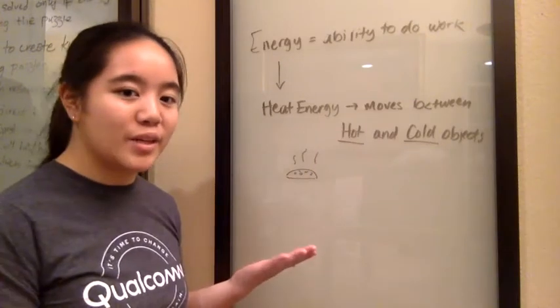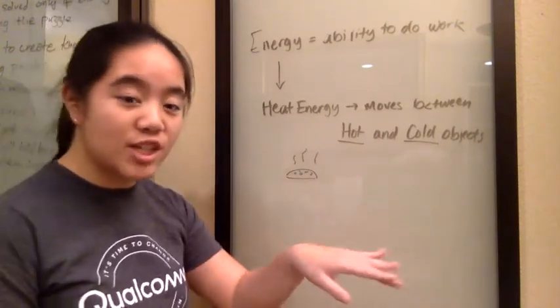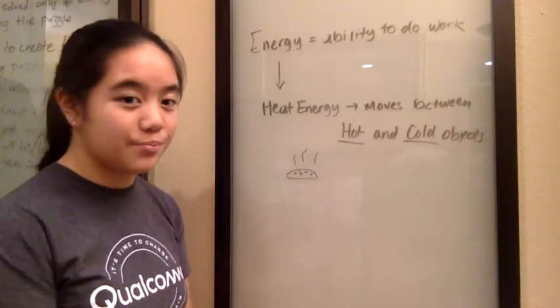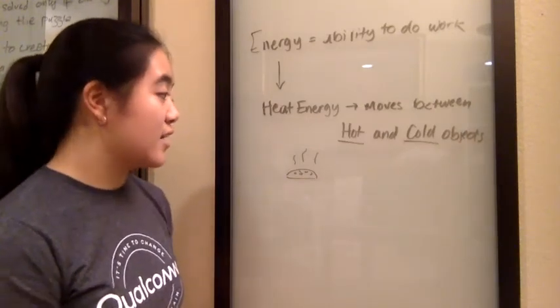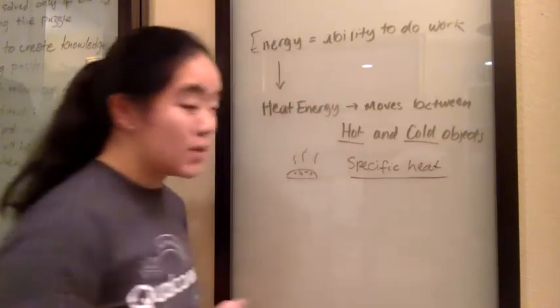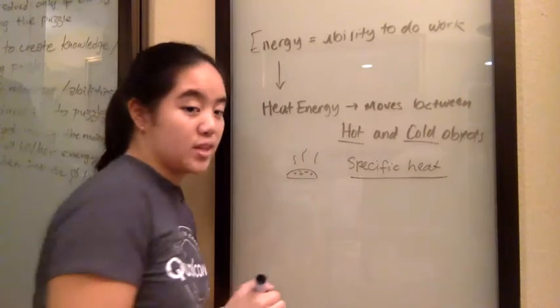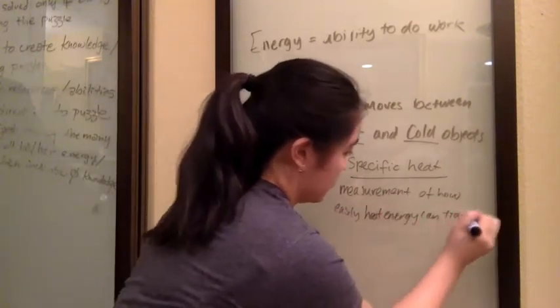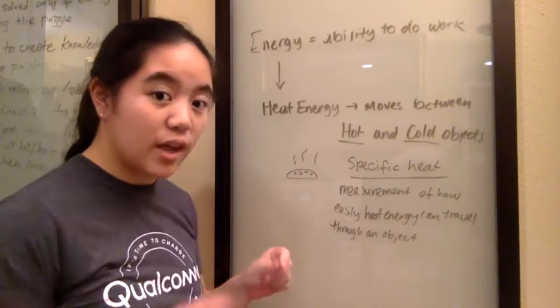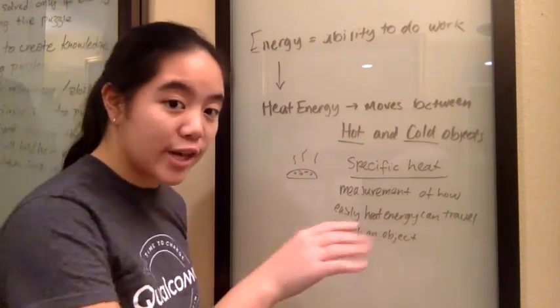So why does that happen? Something's still touching the hot pan, but you're not getting burned when you wear oven mitts. Well, the reason for that is a thing called specific heat. Specific heat is a measurement. It basically measures how easily heat energy can travel through an object.